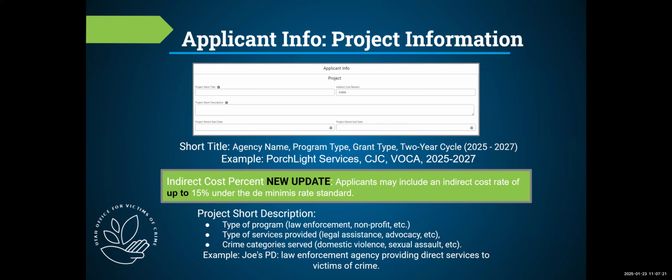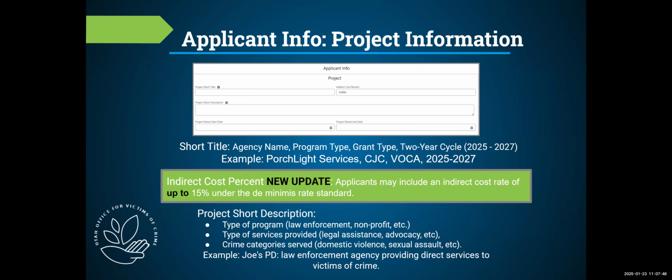Second is the project short description. Provide a brief 2 to 3 sentence, clear, concise description of your program, including the type of program, law enforcement, nonprofit, etc., type of services provided, legal assistance, advocacy, etc., and the crime categories served, domestic violence, sexual assault, etc.